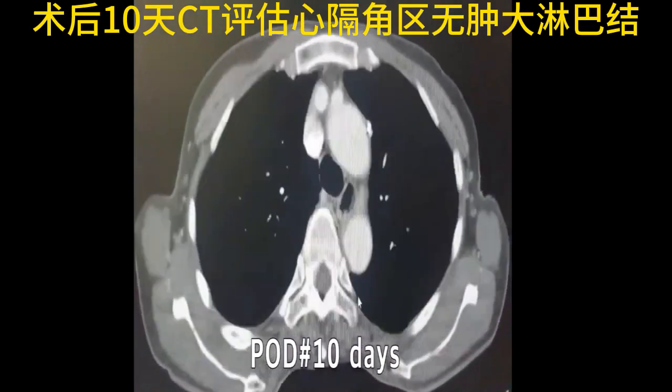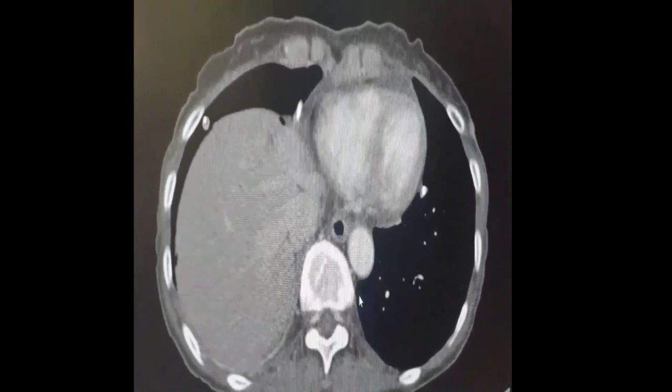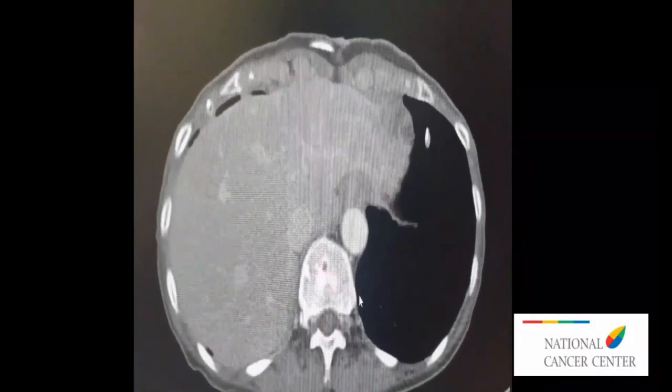You can see that all the targeted cardiophrenic lymph nodes have been removed on the post-operative chest CT.